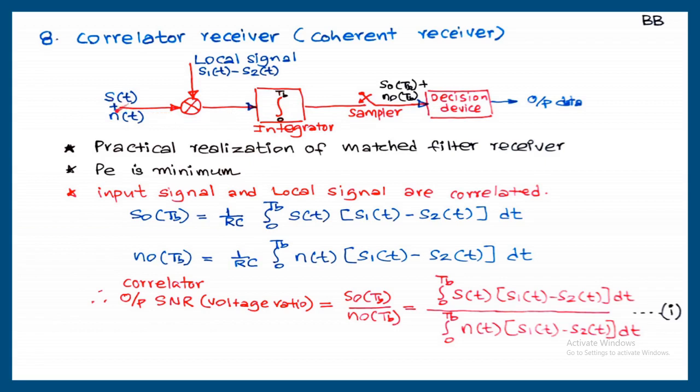So input signal is S of t plus N of t, and one signal is going to be multiplied here, that is known as a local signal, and the relationship between these two is local signal should be regenerated from the signal. So that is S1(t) minus S2(t), where S1(t) representing logic 1 signal, S2(t) representing logic 0 signal. From that signal we want to get local signal. So this local signal is always going to be regenerated from the received signal. So there is always a correlation existing between received signal and the local signal. That is why the receiver is called correlator receiver.